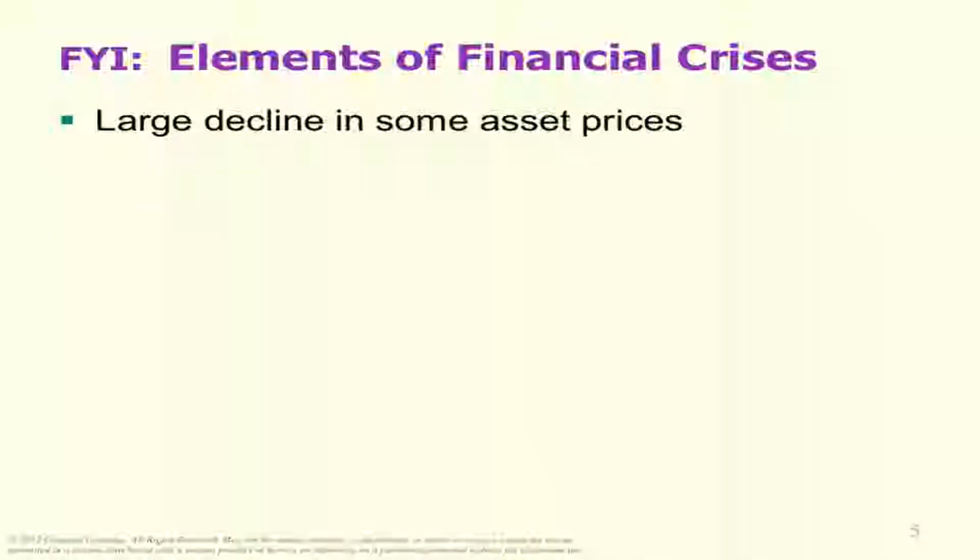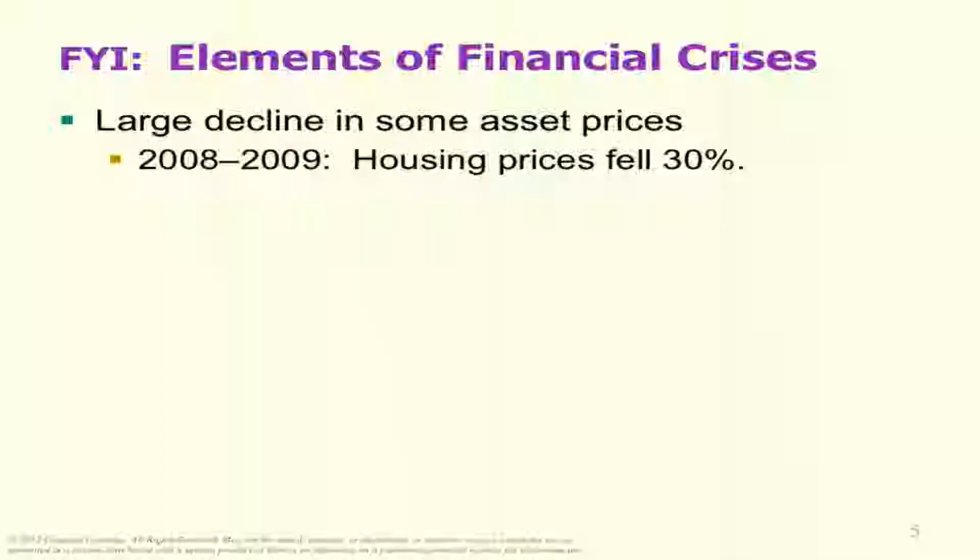There was a huge decline in some asset prices. One of the largest assets that declined in price were houses. Houses are usually the largest, most valuable asset that individuals own. It is the primary source of most individuals' wealth. In that time span, housing prices fell 30%.